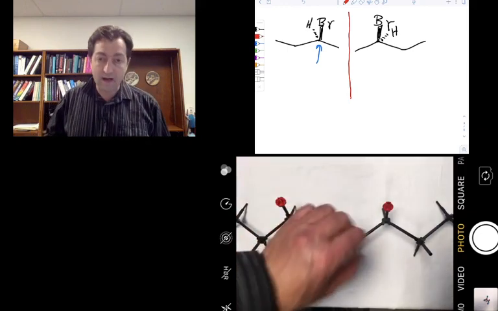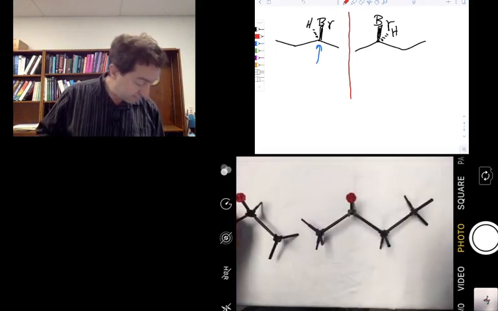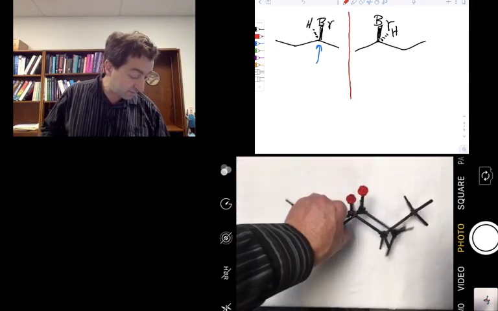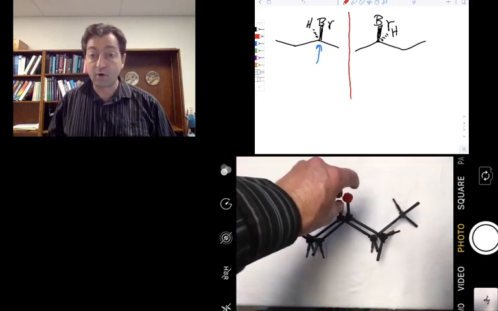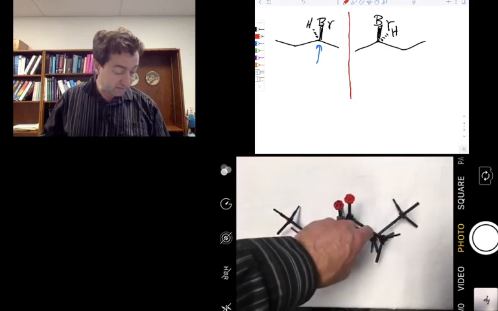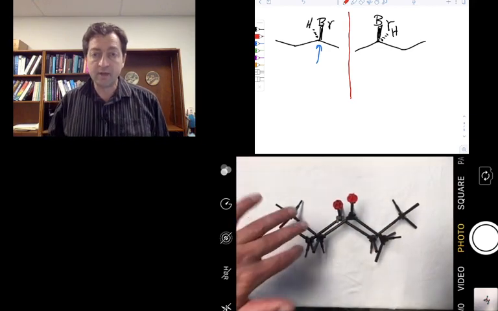So now these two objects are completely not superimposable on each other. I can take one of them and lift it up, lift it over, and set it down on top of the other object. Now, of course, the two bromine atoms line up perfectly, and the two hydrogen atoms line up perfectly, but I've got a methyl on top of an ethyl, and an ethyl on top of a methyl over here. So those don't line up.